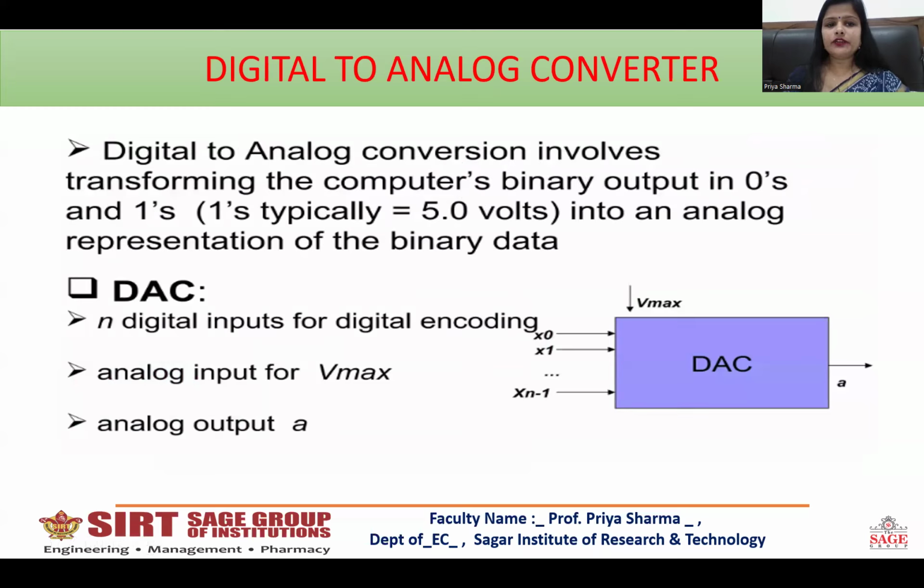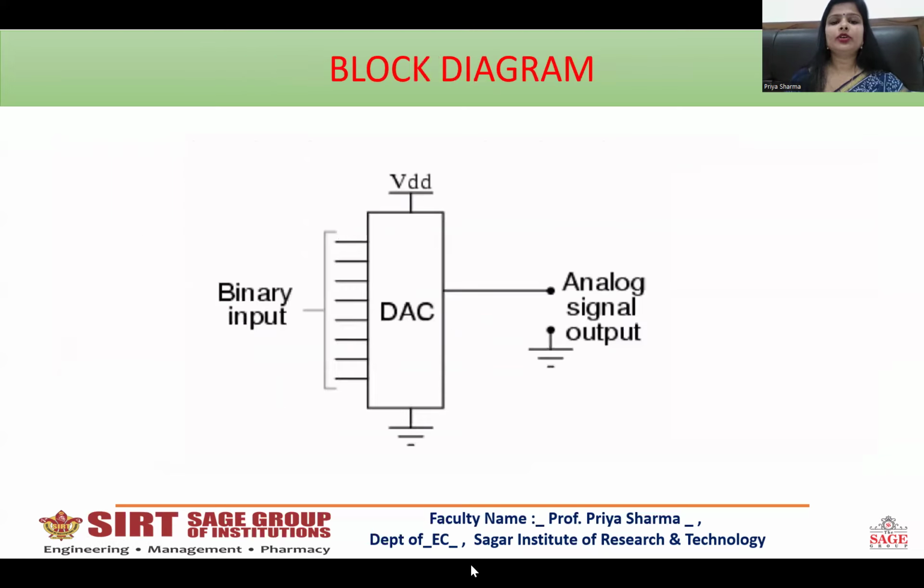Digital to analog conversion involves transforming the computer's binary outputs in zeros and ones into an analog representation of the binary data. A DAC will contain n digital inputs for digital encoding, and an analog input of maximum voltage, and produces an analog output A. This is the basic block diagram having n binary inputs and producing an equivalent analog output.